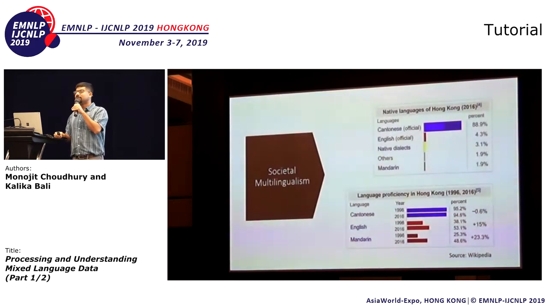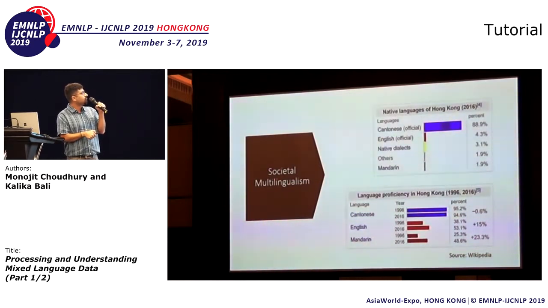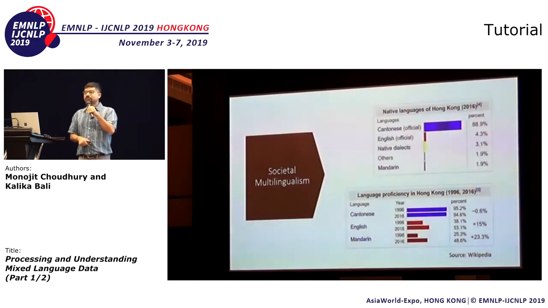Contrast it to the example of Hong Kong. These numbers are from Wikipedia, and if you see the number of native speakers of different languages in Hong Kong, Cantonese is the highest, followed by English, and then there are other languages. But this curve is interesting. In 2016, 94% of the population could speak Cantonese very fluently in Hong Kong. 53% could speak English fluently. So this easily shows that at least 50% of the Hong Kong population right now speaks both English and Cantonese.